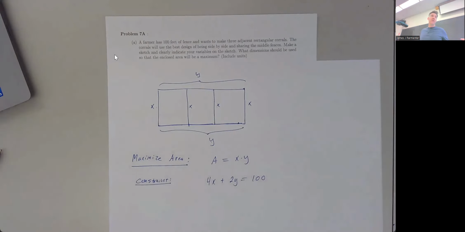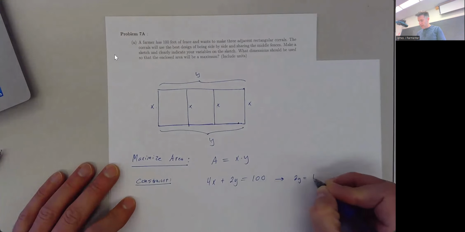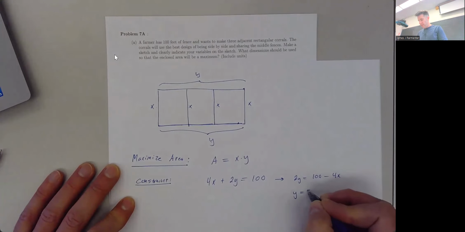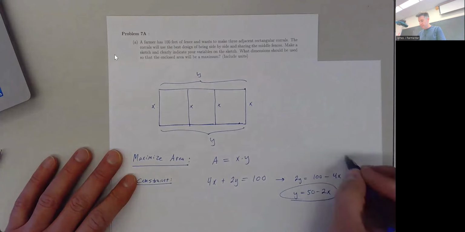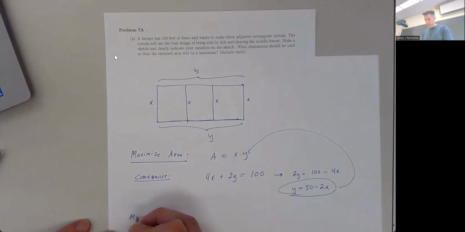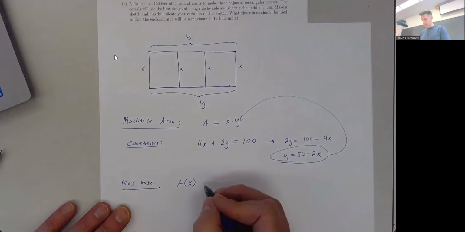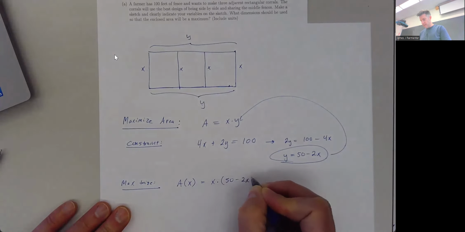So it's fine to do that. It's just a little bit easier if we decide to say 2y equals 100 minus 4x, and then divide everything by 2 to get y equal to 50 minus 2x. That's going to work a little bit better. Plug that back in. So now we're trying to maximize area, and it's going to be a function of just one variable, x. You do not have to write A of x, but I like to. And it's going to be x times 50 minus 2x.